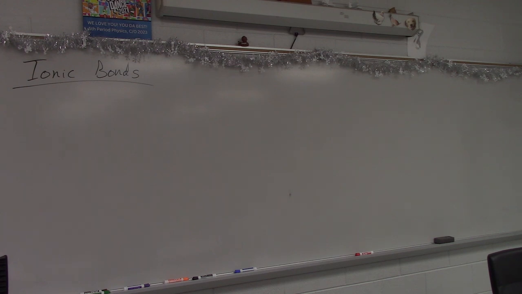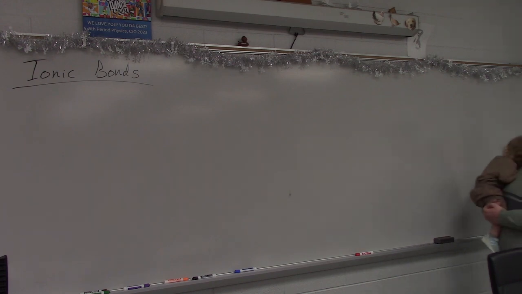So whenever we last took notes, we were going over the bond forms and the differences in electronegativity. And we didn't finish. 0.2 is non-polar. We finished the electronegativity. 0.2 to around 1.7 is polar covalent. And then 1.7 to 3.3 is ionic.